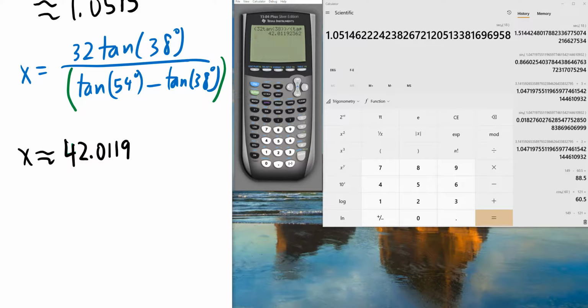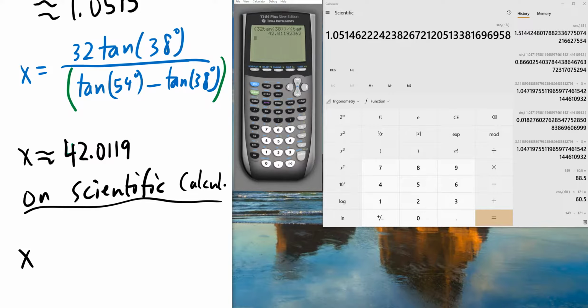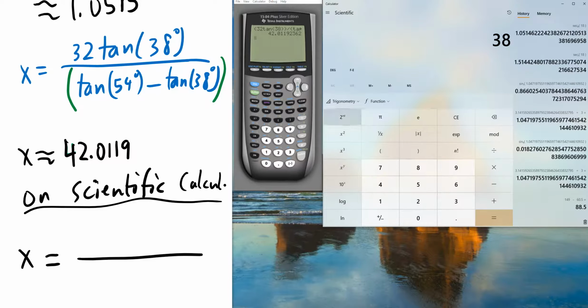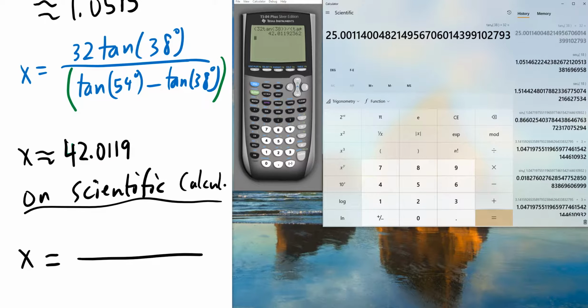Let's try it on the scientific calculator. How are we gonna do this on the scientific calculator? So this is what we write. We try to calculate the top one. I make sure it's degrees, okay? So clear this up, 38, tangent, and I'm gonna go times 32. That gives me the top answer, 25.0011.